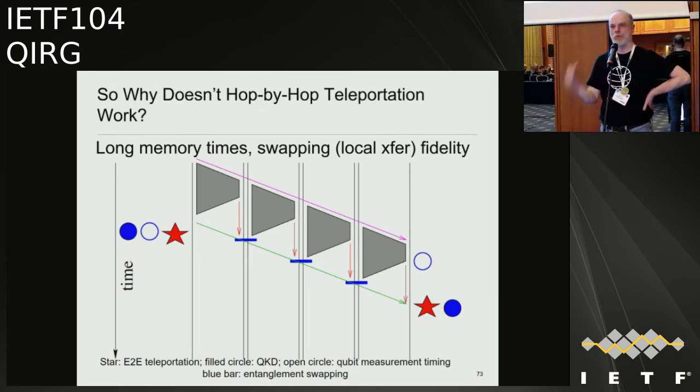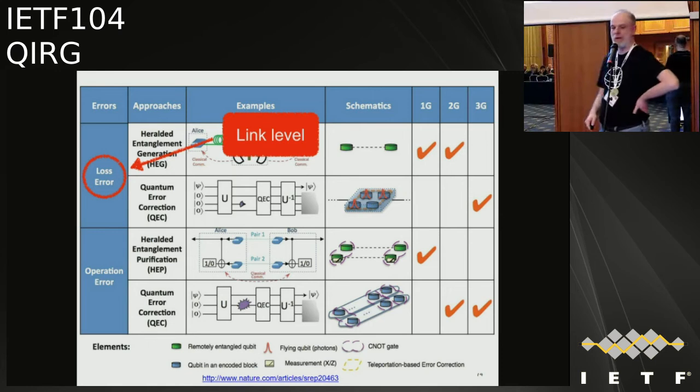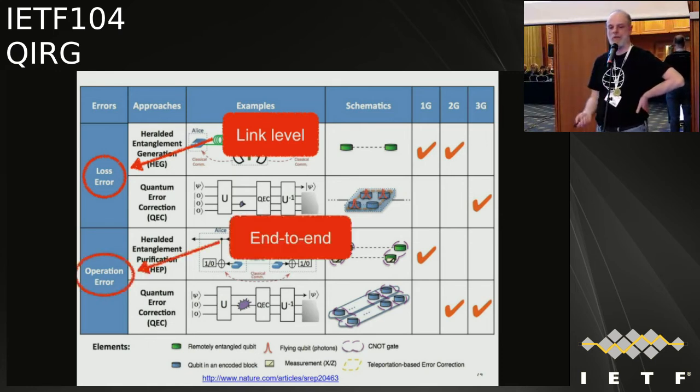Right? So the group in Delft is building a network with a couple of hops, and their first implementations may in fact do this or something similar without applying some of the error correction techniques we'll talk about. But if you're going to extend beyond that, you're going to need these kinds of things, and you're going to get into these generations of repeaters here. So loss error defines how you do things at the link level, and the operational errors are going to have to be dealt with end to end as we go.